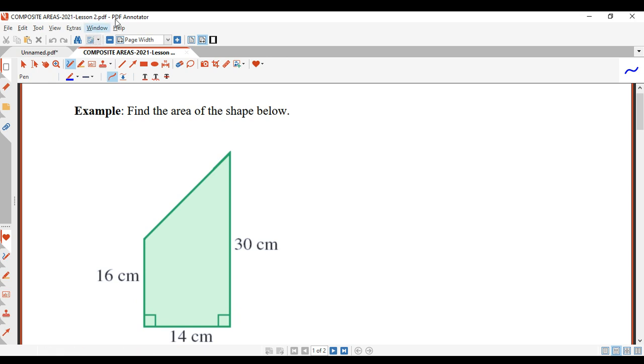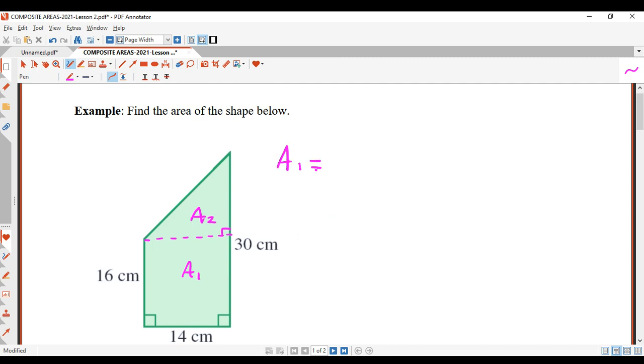So let's have a look at this question here. You've got to work out the area of this shape. Okay, so what we're going to do here is use the addition method. So I'm just going to draw a dotted line across the shape. So I'm dividing this into a rectangle and a triangle. Now that's the right angle there. So I'm going to call this A2 and I'll call this A1. So let's do A1 first because that's easier.